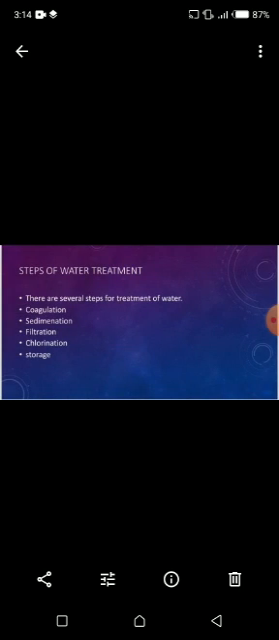So there are several steps for treatment of water. Several stages are included in the water treatment process. Number 1 is the coagulation. Number 2 is the sedimentation. Number 3 is the filtration. Number 4 is the chlorination, and number 5 is the storage.